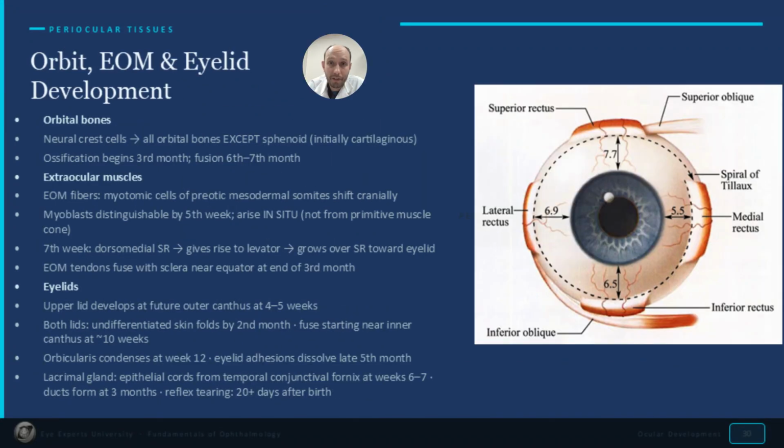Now, the neural crest cells form the orbital bones, except for the sphenoid, because the sphenoid also has a mesodermal component to it. The extraocular muscles are formed from the mesoderm layer, and the eyelids are formed from surface ectoderm.